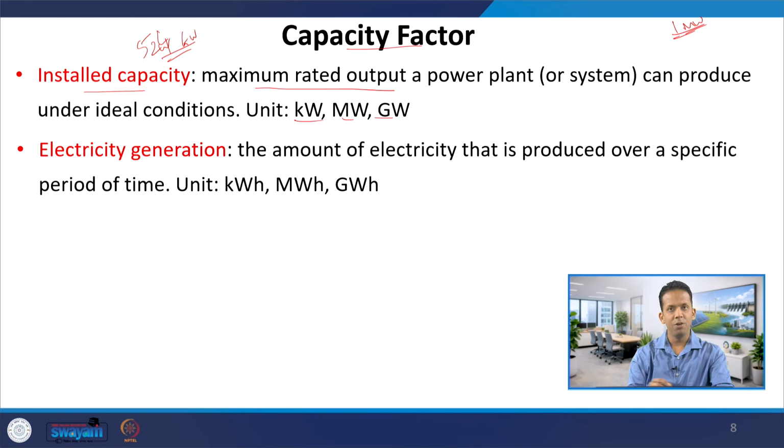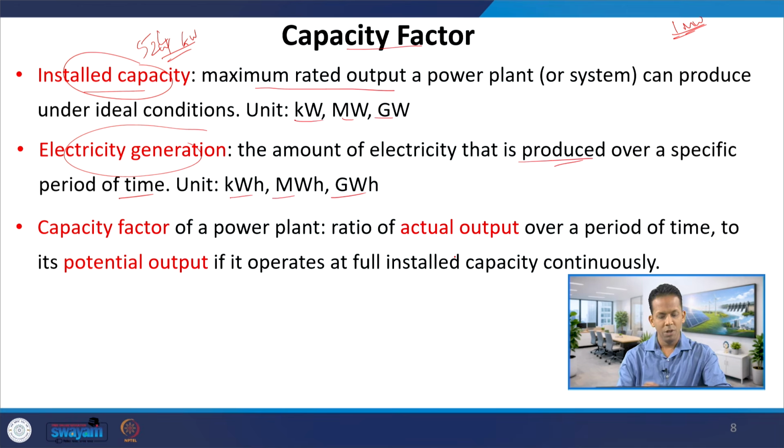And actual electricity generation is what we are actually getting, what is being produced through that power plant over a specific period of time. So you multiply that power by time and you get kilowatt hour, megawatt hour or gigawatt hour. That is the actual electricity generated. Now, capacity factor is the ratio of actual generation to installed capacity. So it is always going to be less than 1, because we cannot generate more than what it is designed for. It is the ratio of actual output over a period of time to its potential output if the plant operates at full installed capacity continuously.